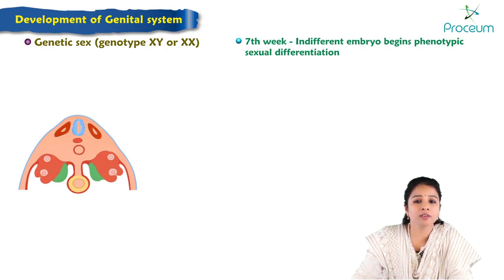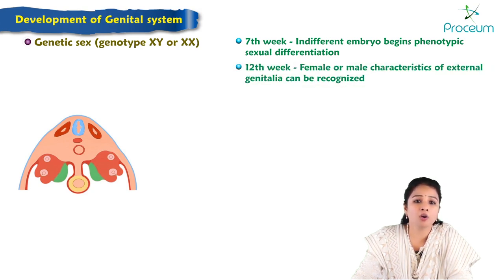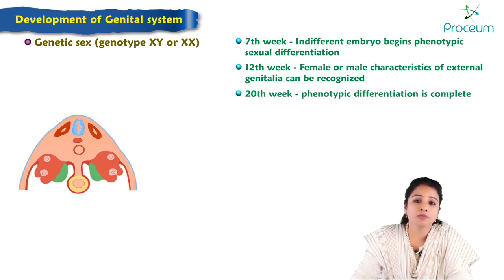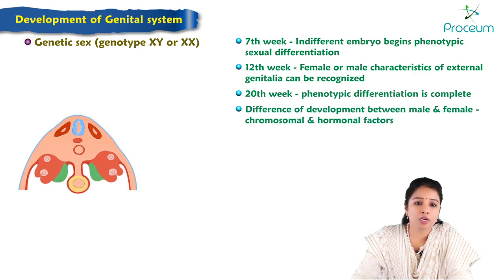So during week 7, the indeterminate embryo begins phenotypic sexual differentiation. By week 12, the female or male characteristics of external genitalia can be recognized. By week 20, phenotypic differentiation is complete. So this difference of development between male and female is because of chromosomal and hormonal factors.